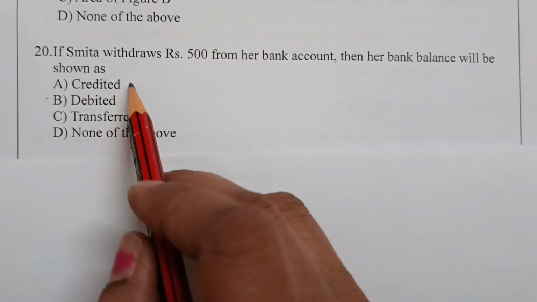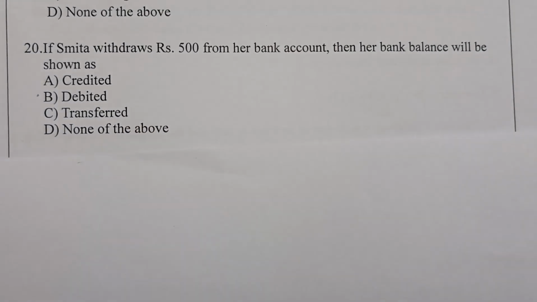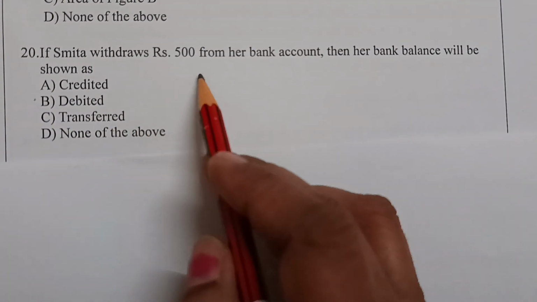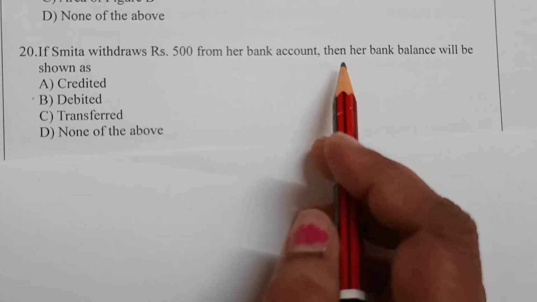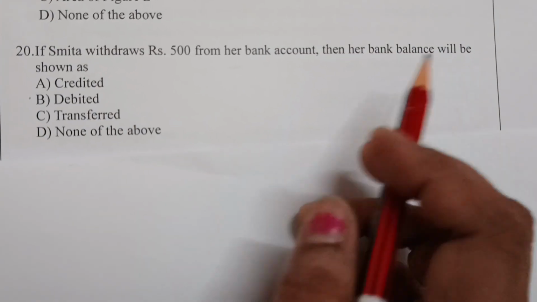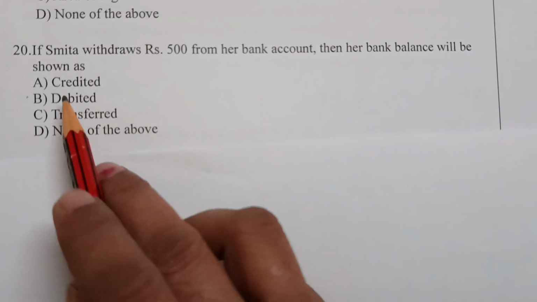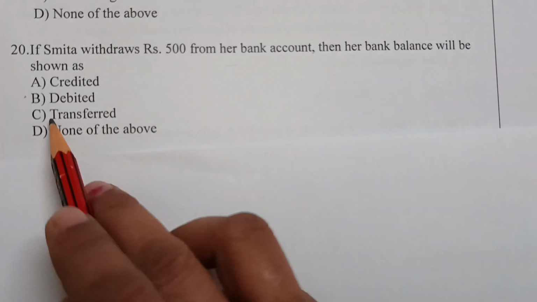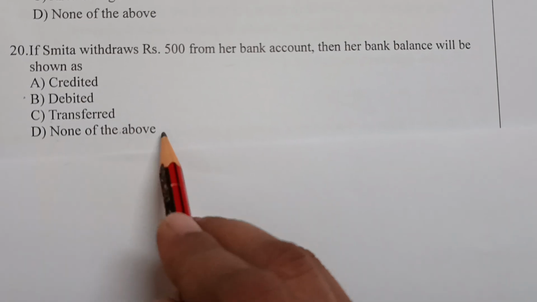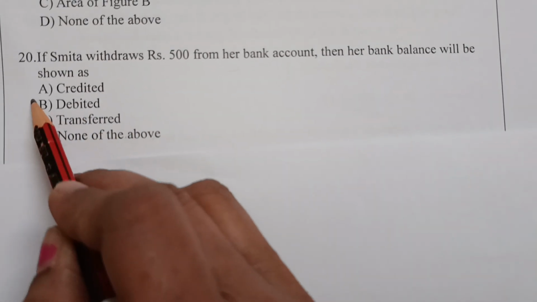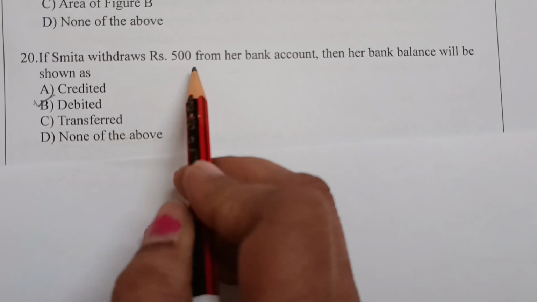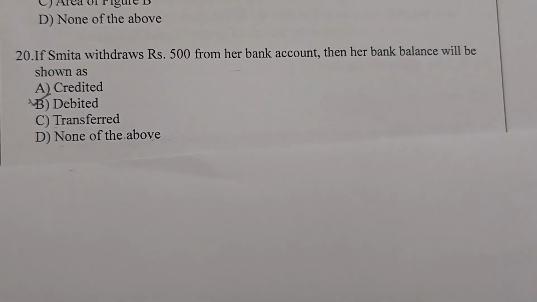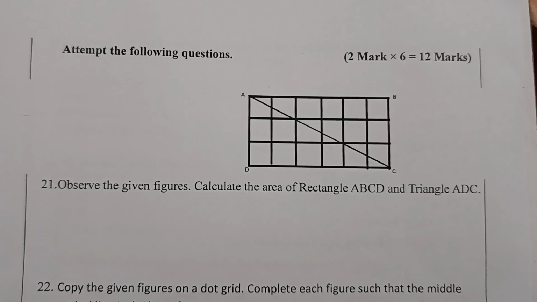Question number 20. This is the last MCQ. If Smita withdraws rupees 500 from her bank account, then her bank balance will be shown as dash. A, credited, B, debited, C, transferred, and D none of the above. And the correct option is debited because she had withdrawn rupees 500 from her bank account.